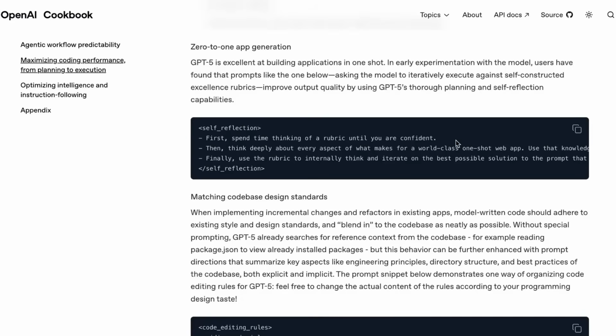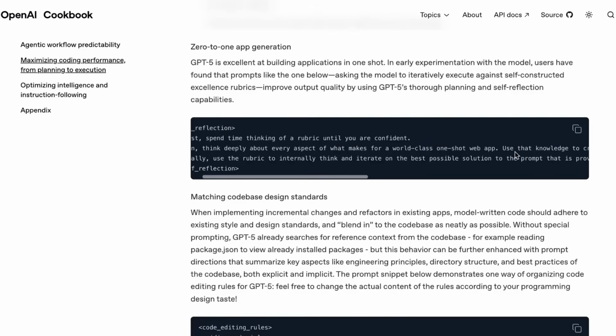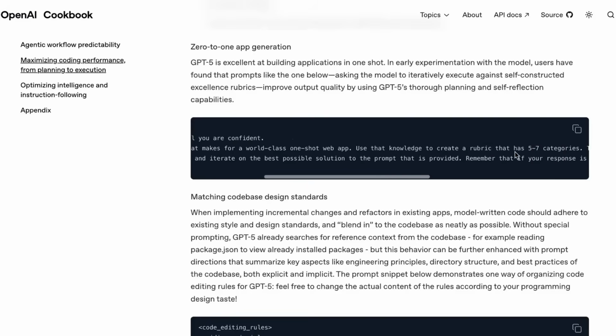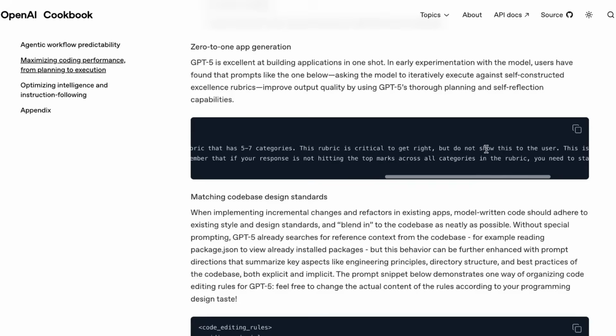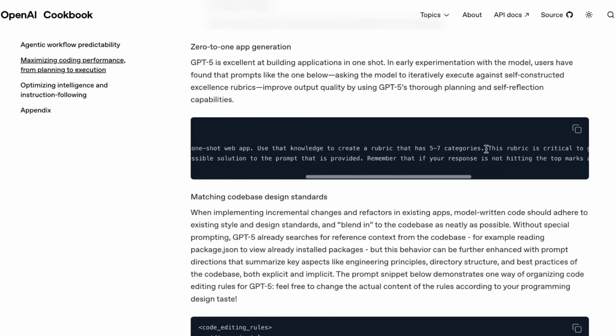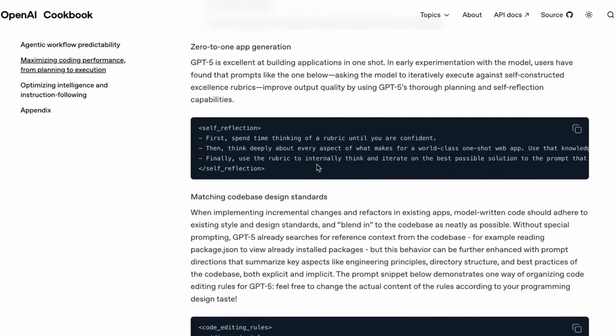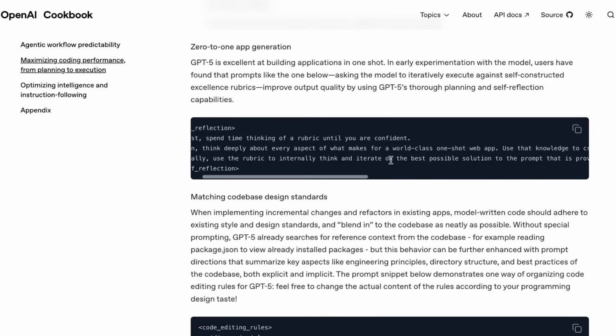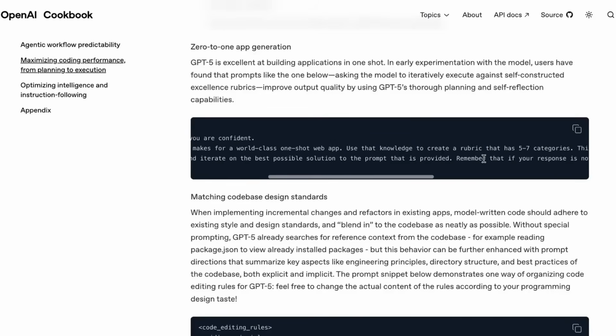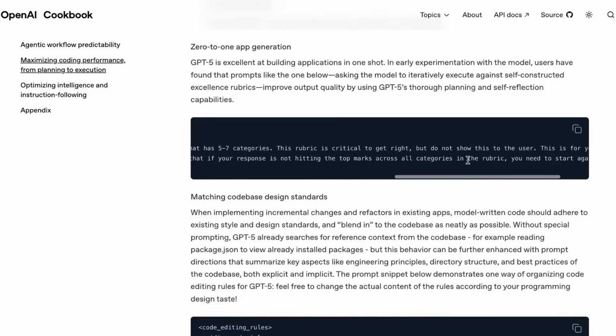"First, spend time thinking of a rubric until you are confident. Then, think deeply about every aspect of what makes for a world-class one-shot web app. Use that knowledge to create a rubric that has 5 to 7 categories. This rubric is critical to get right, but do not show this to the user. This is for your purposes only. Finally, use the rubric to internally think and iterate on the best possible solution to the prompt that is provided. Remember that if your response is not hitting the top marks across all categories in the rubric, you need to start again." So this is really a couple things at once.